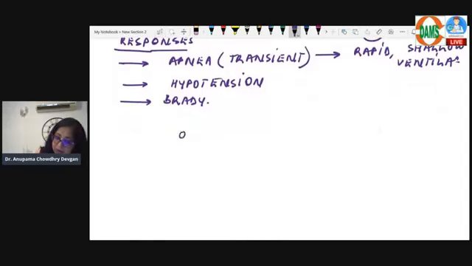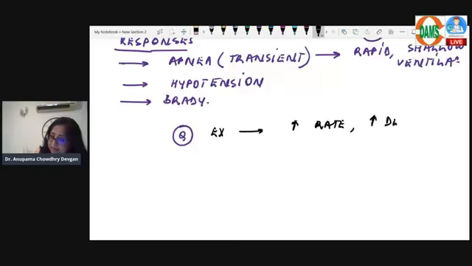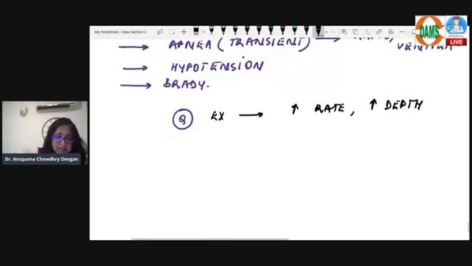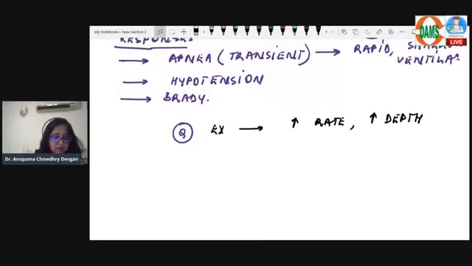Now, there is one last question in respiratory which I'm going to take up with you, and then we'll go on to the next system. During exercise, there is an increase in the rate and an increase in the depth of ventilation. We all know that. What are the receptors which are responsible?